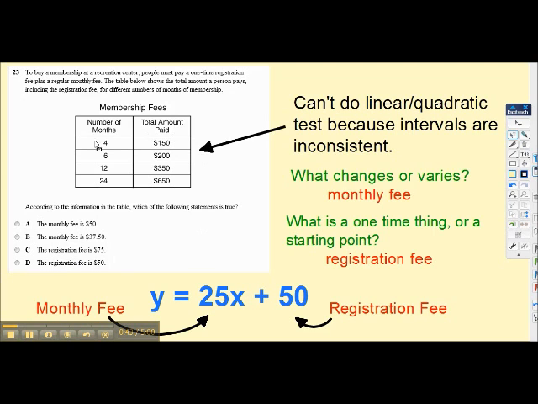So once you've got your information, you can determine what changes and what doesn't change. That's going to help you set it up. And then finding, just in general, the slope and the y-intercept from that information will help you. So I guess the idea is if you set up your equation, you'll understand what these numbers mean based on what changes and what doesn't change. Let's look at a few problems that use this.